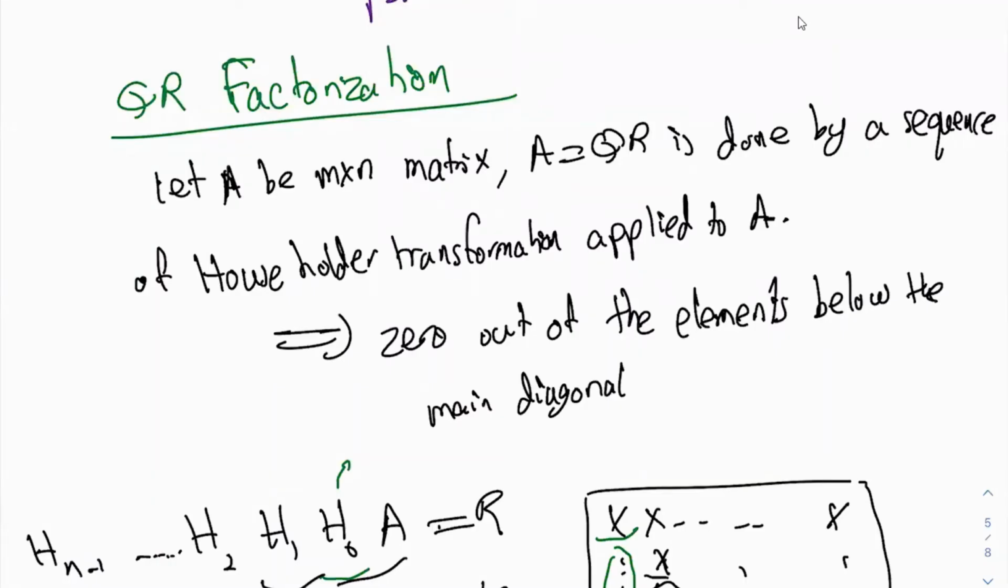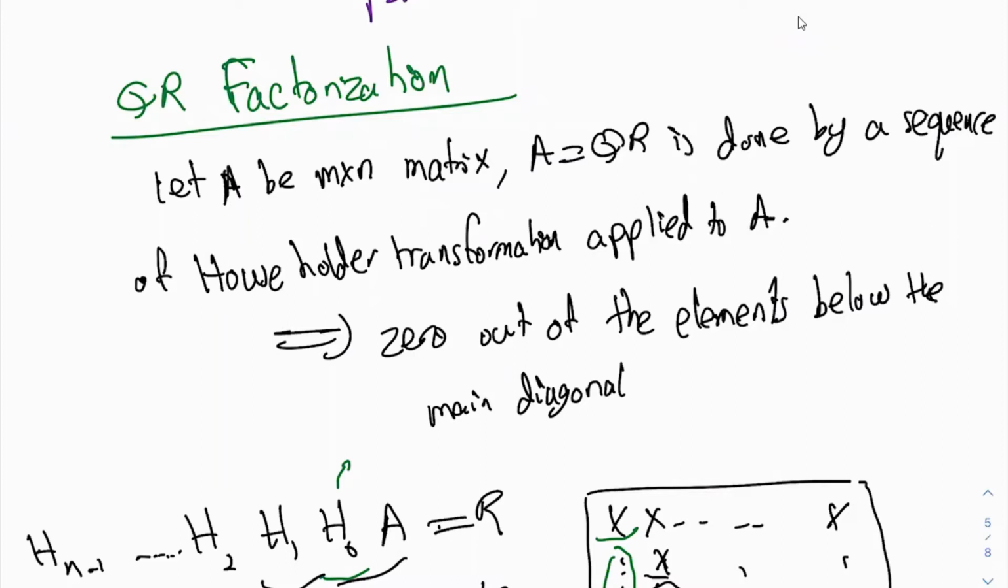So one application of this Householder transformation, or Householder reflection, is in the QR factorization. I'm going to explain how we do QR factorization using the Householder technique, and then we go back again to this U, and let's see how we can actually find U for this QR factorization.